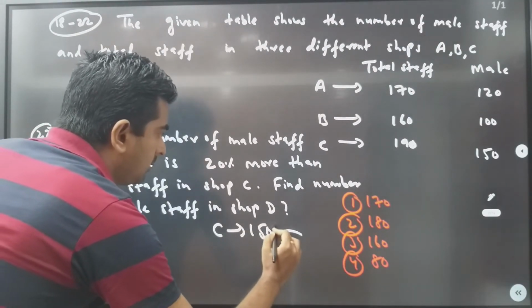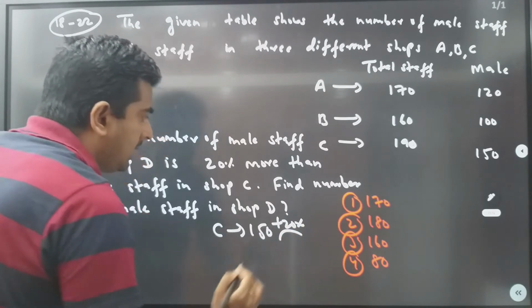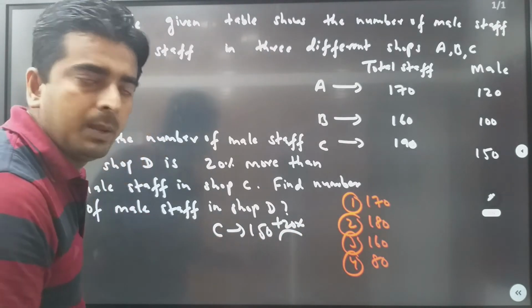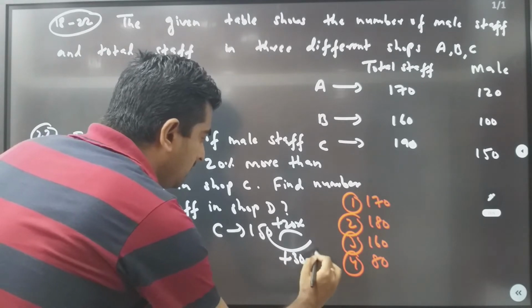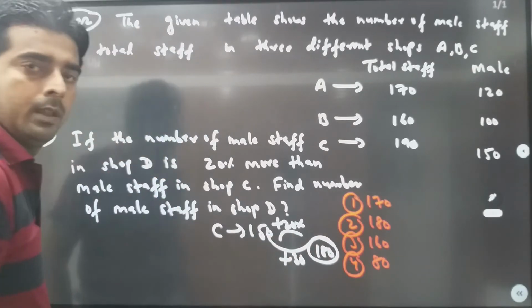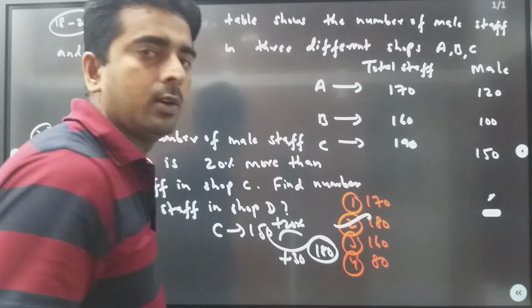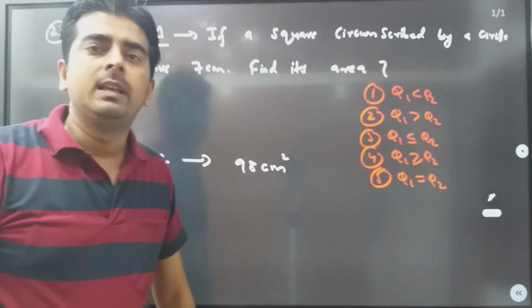Now when you increase 20%, 10% is how much? 15. 20% is how much? 30. We need to add 30. So this is 180. So my answer is second option. So I hope you are clear with the previous one.